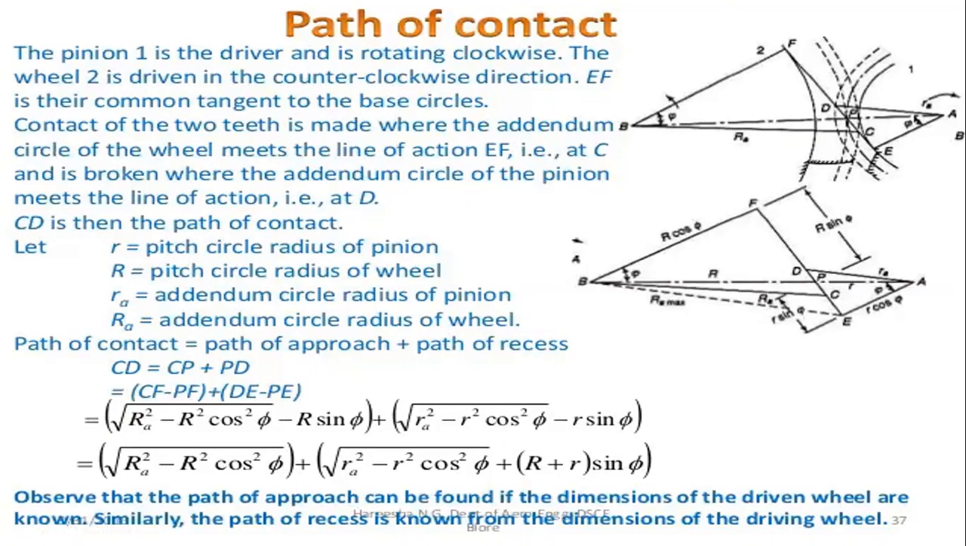Then we observe that the path of approach can be found if the dimensions of the driving wheel are known, and you want to find the path of approach also from the driven wheel. Similarly, the path of recess is known from the dimensions of the driving wheel.